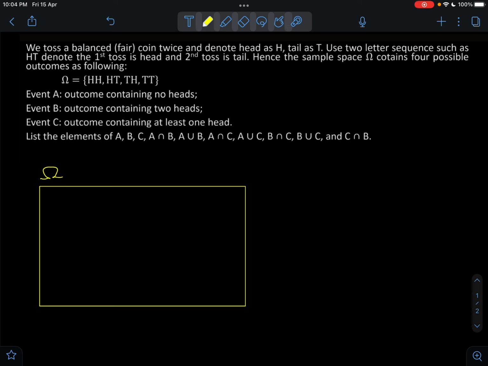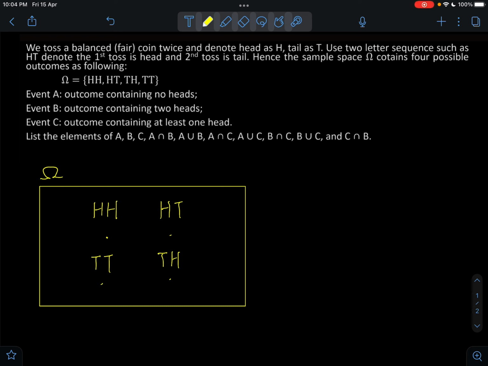We know that if we toss one coin twice, we'll get two outcomes, each denoted by H and T. So the first scenario is HH. The second scenario is HT. The third scenario is TT. And the last scenario will be TH.